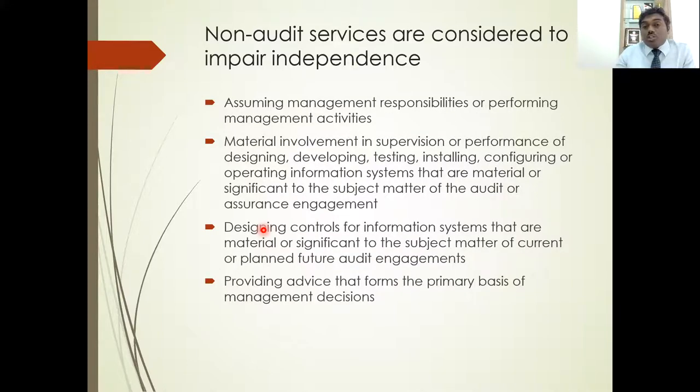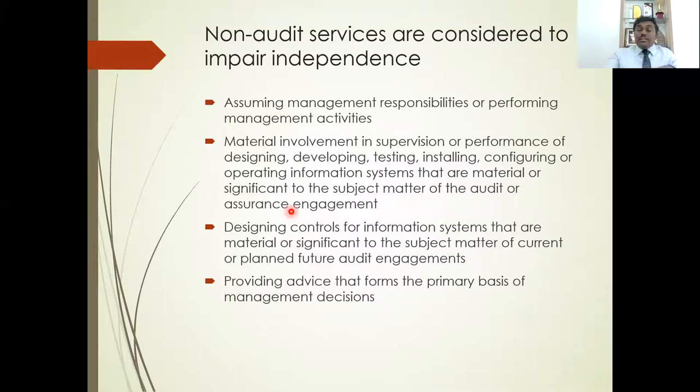Okay, examination question. What are the non-audit services that are considered to be impairing independence? Examination last question. Which are those activities an IS auditor cannot perform? First, assuming management responsibilities. Any management responsibility, if you assume, you cannot do the audit. Second, material involvement in supervision, performing, designing, developing, testing, installing, configuration. Wherever you find the word implementation, auditor can never do that. If it is implementation, he cannot do audit. It is mutually exclusive.